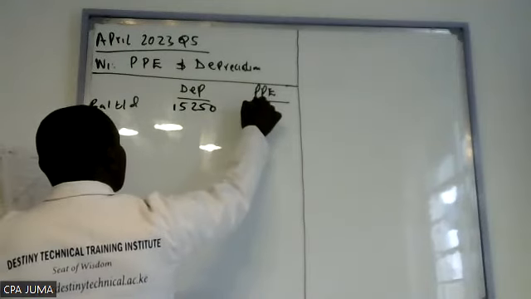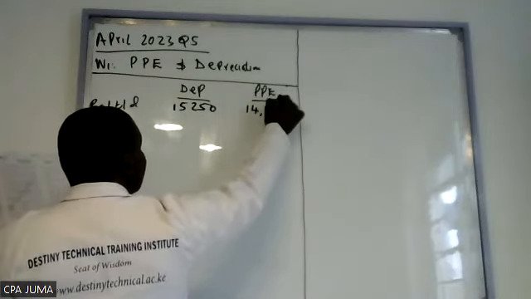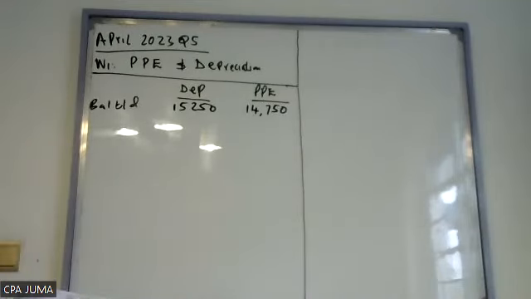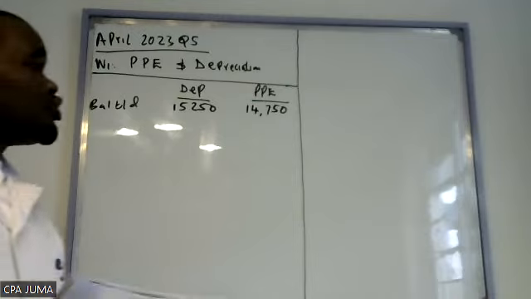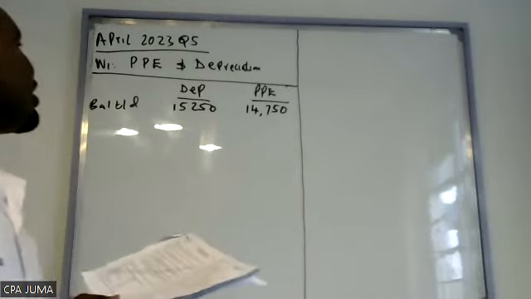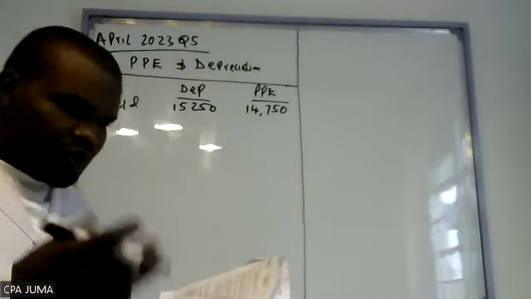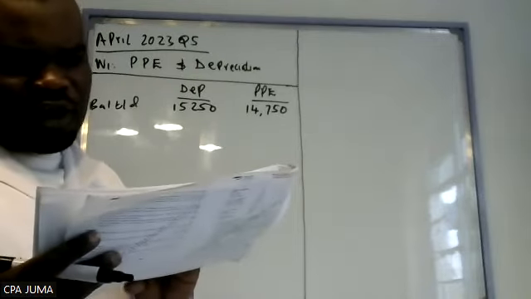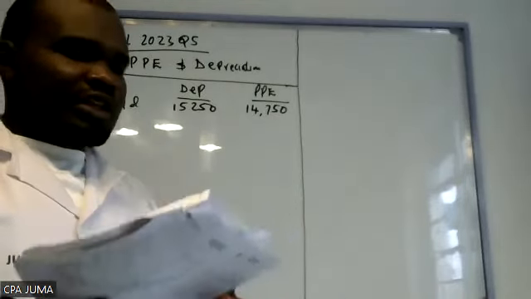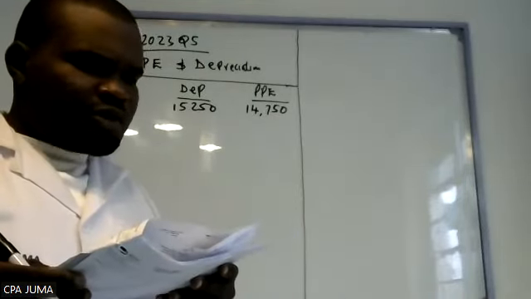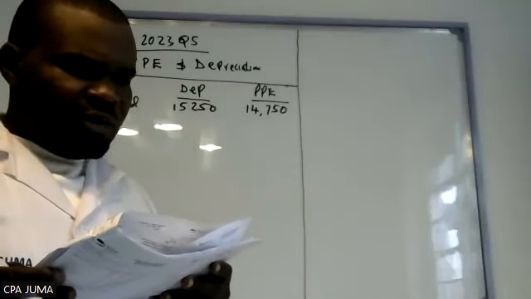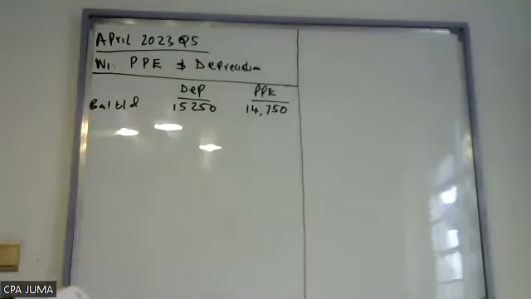PPE was 14,750. That is the accumulated depreciation and also the net book value of PPE. I hope you can see those figures. Then now you go to the notes, you try to adjust what might affect the PPE. Let's go to note 1, the other side. They disposed of an item of equipment for cash. The equipment had cost 750 and accumulated depreciation of 370.